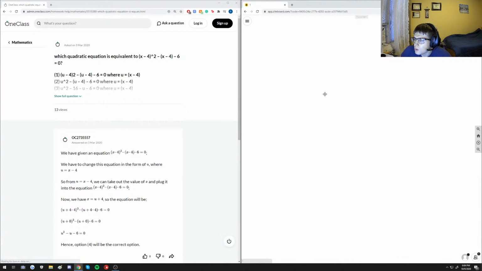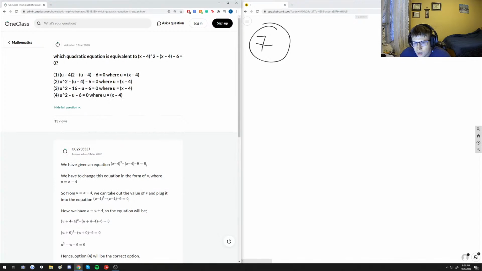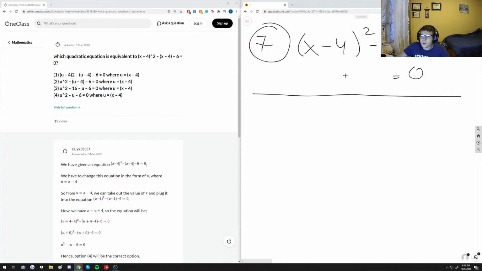Okay, so number 7. Which quadratic equation is equivalent to x minus 4 squared minus x minus 4 minus 6 is equal to 0? So we have a few answer choices here that we're going to go through systematically.